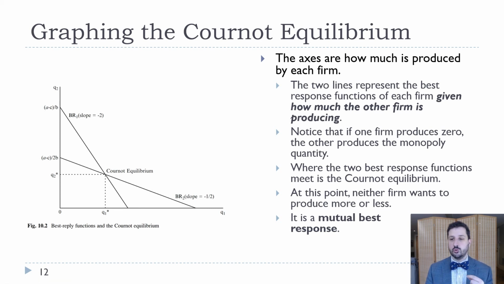And so that's a mutual best response. And remember, that's the definition of what a Nash equilibrium is. It's a mutual best response. And so that's nice. It's right between the perfect competition output and the monopoly output, which is a nice solution.